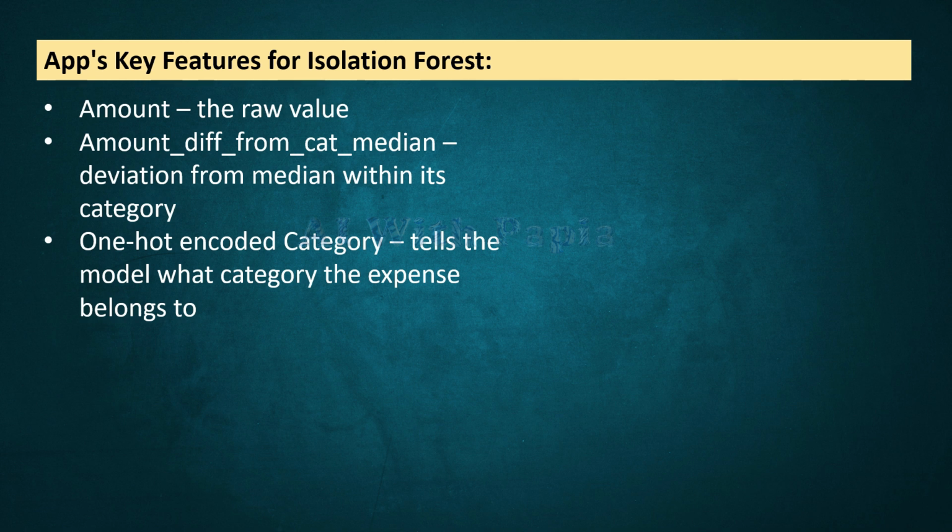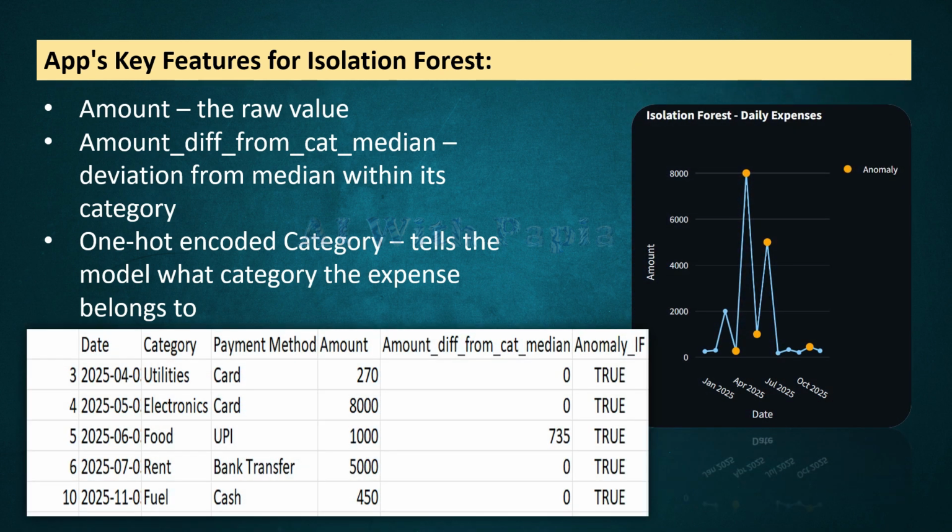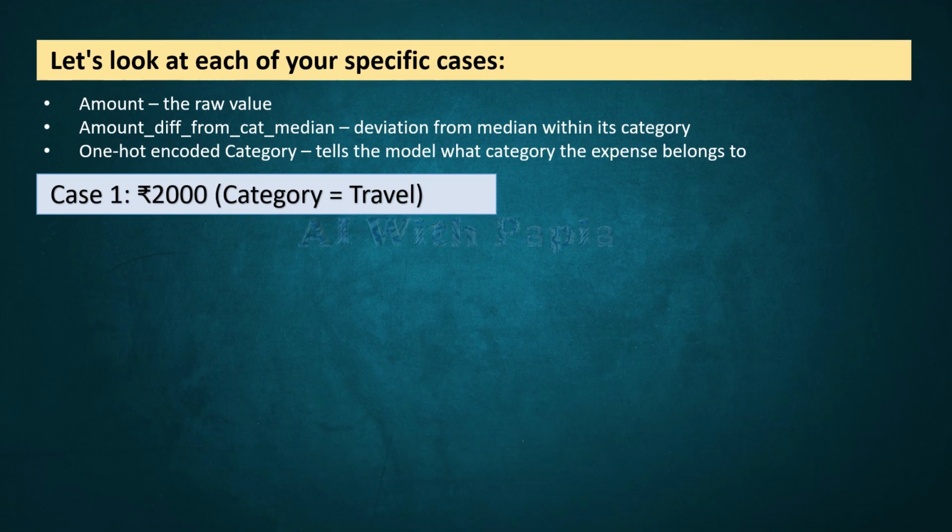We will also see it in more depth. Now the app's key features for isolation forest. Till now we discussed the z-score and the insights I dug out. Here the amount is the feature, and the second one for this isolation forest is one hot encoding of the category feature. With these two features, amount and category, this graph is plotted. Okay, now let's see one by one. Let's do the case study.